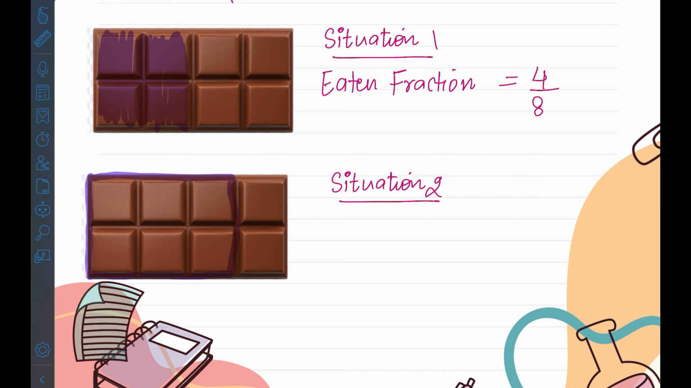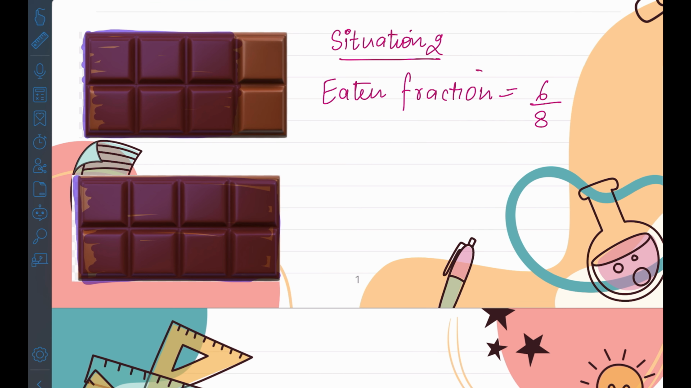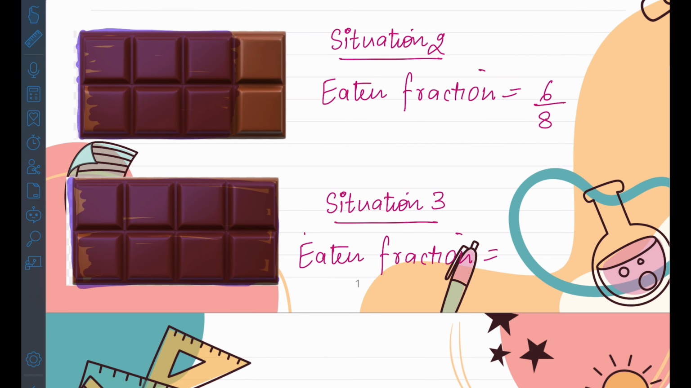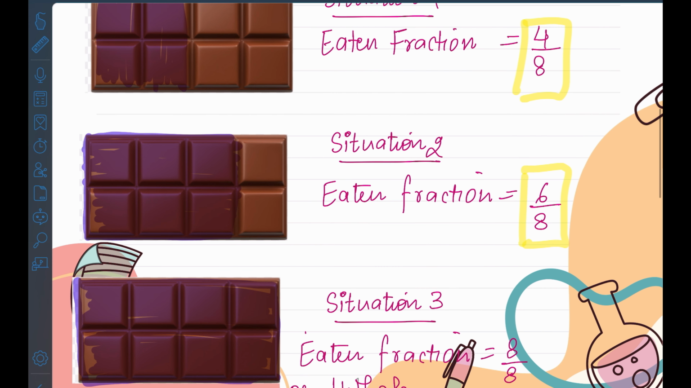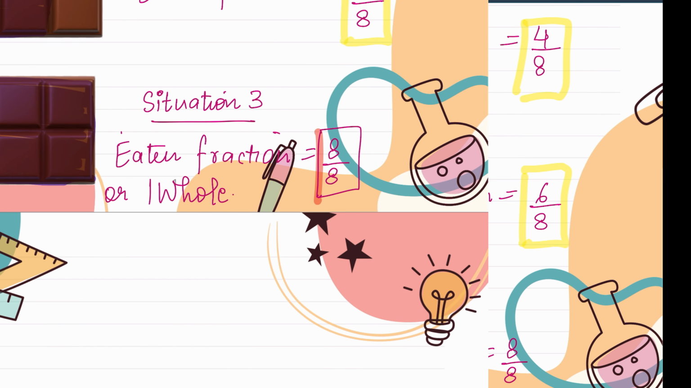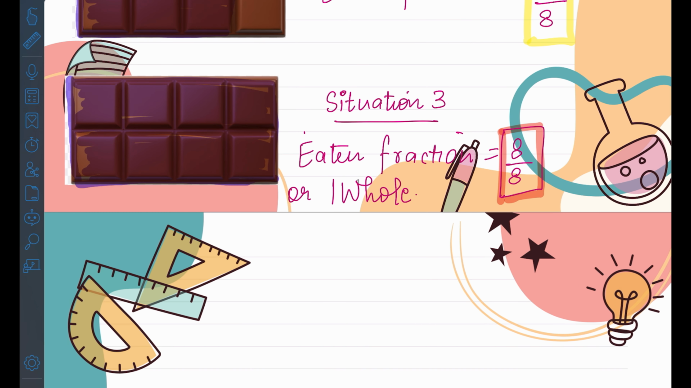Here in situation 2, I am shading some more parts. So, 6 parts are shaded now, which represents the eaten fraction as 6 by 8. Here, in situation 3 now, all the parts have been shaded or shown eaten, that is 8 by 8 or 1 whole. We can see here that the first two situations show proper fractions and the last situation shows a whole.